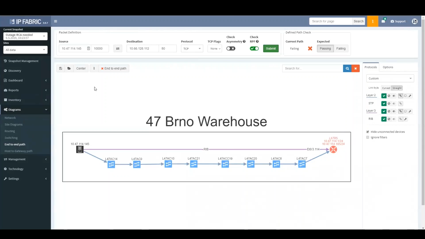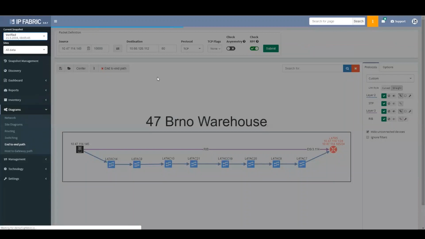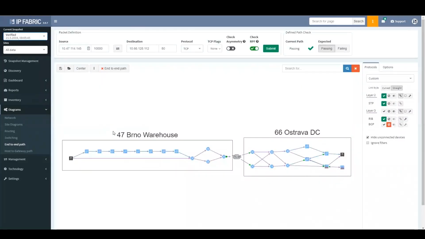We can see that the path status is that it is failing. So indeed, it was not working at the time when the snapshot was taken. We can also look at the verified time and see that the path is actually passing. So indeed, there was a change in the path behavior, and all the services were likely unavailable.